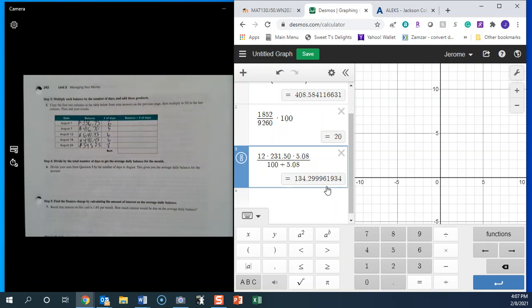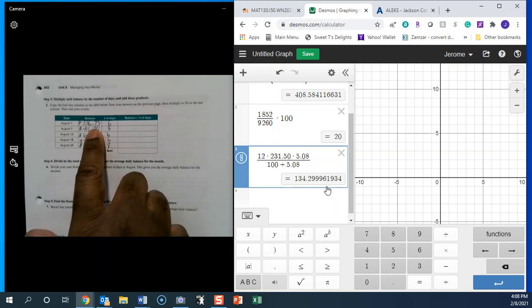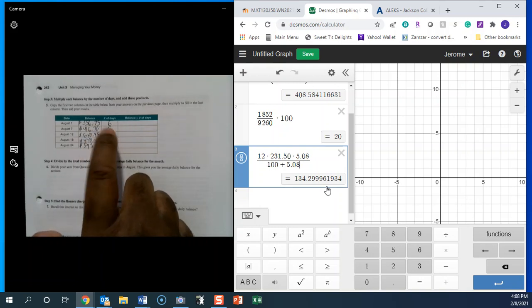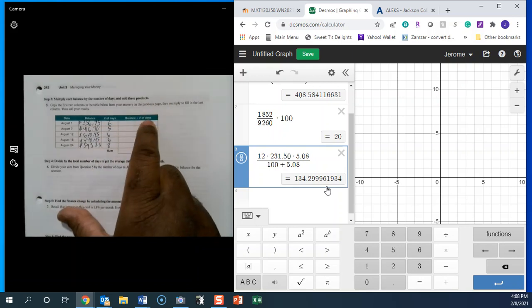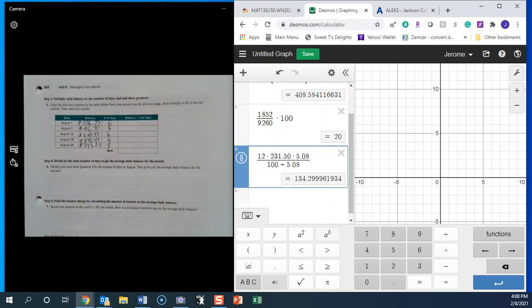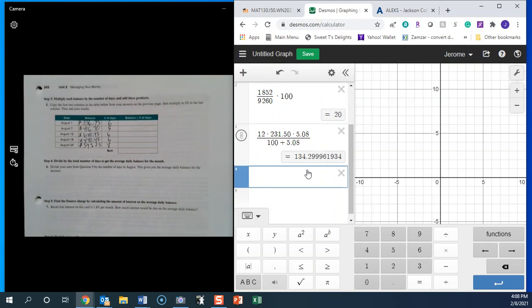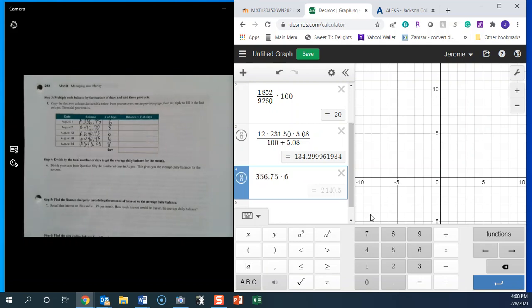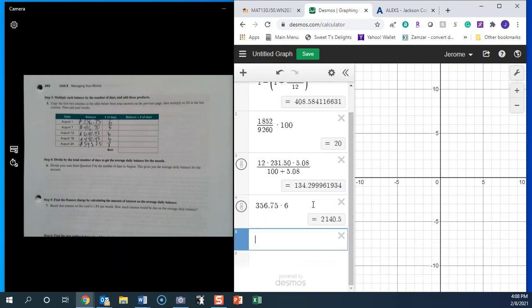Now, what we have to do next is this here. We're going to have to take the balance and multiply it by the number of days. And then that will give us the balance times number of days. So we can take our Desmos calculator. So we will have, let's see, 356.75 times 6. Let me minimize this a little bit. Then we have 416.70 times 5.